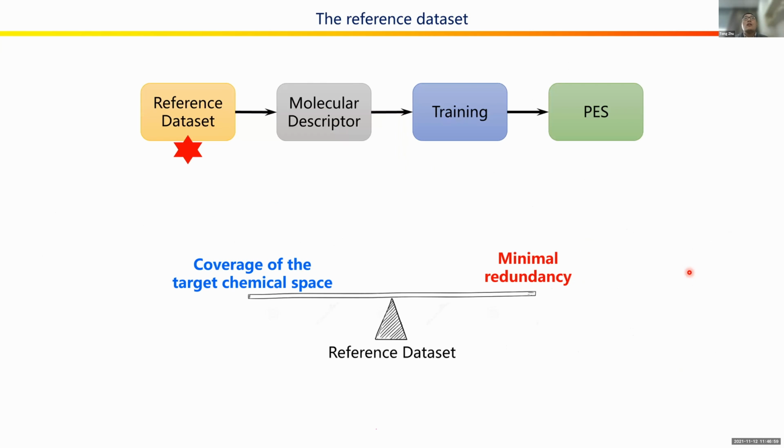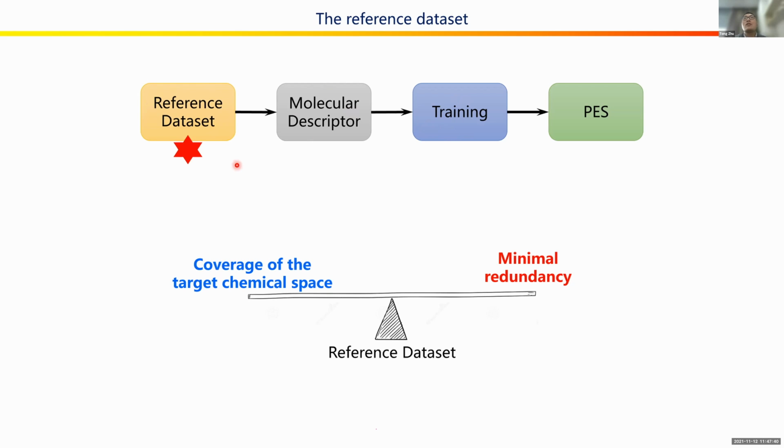So let's think about the way to train a neural network-based potential energy surface. I think the key is how to prepare a reference dataset, because there are already some available molecular descriptors, such as those covered in the talk by Professor Jiang in the morning, and the training process is, I think, kind of straightforward. So the key is how to prepare the reference dataset, especially for the study of reactions, because we cannot know in advance what kind of reactions will happen in the MD simulation.